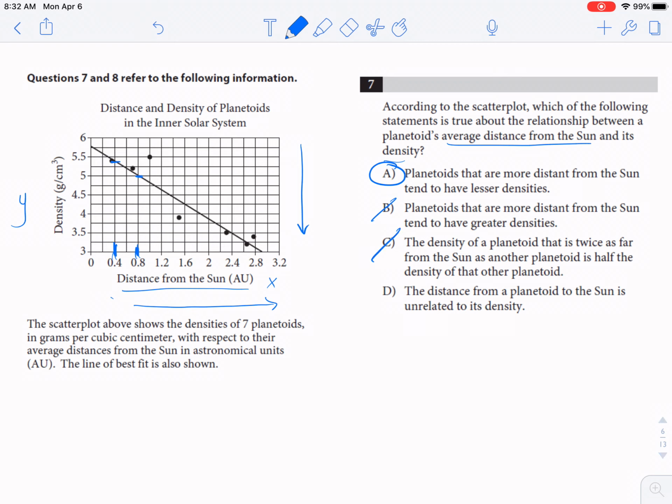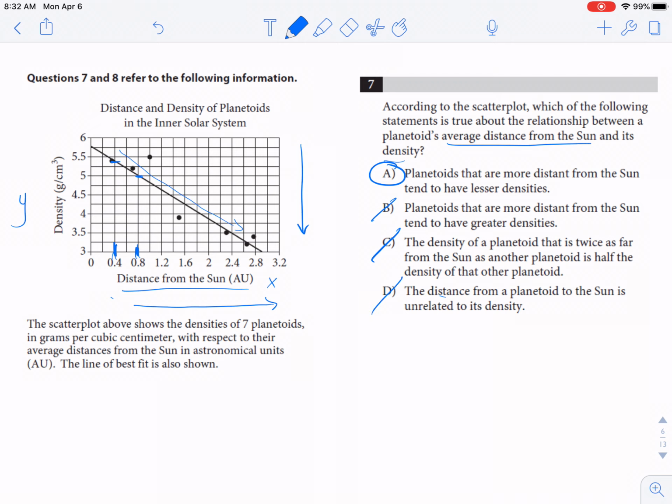Okay. The distance from a planetoid to the sun is unrelated to its density. No, there's definitely a line of best fit that fits, so they are related to each other.